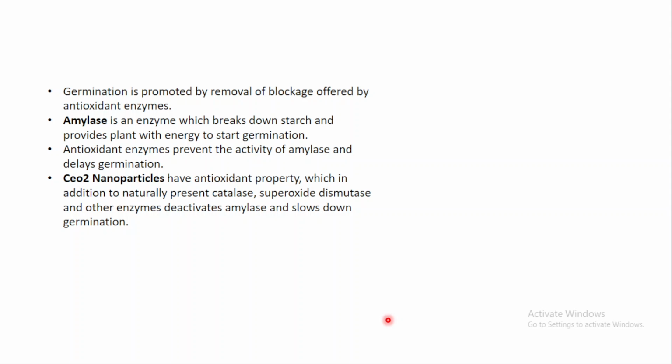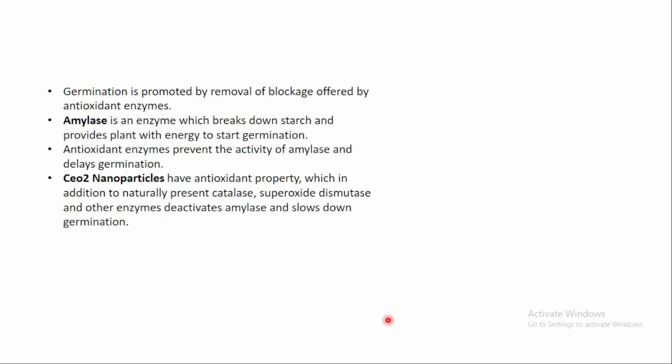Now, cerium oxide nanoparticles have antioxidant property. This is the one that we encountered in question number 6 or 5, I guess, where we used cerium oxide nanoparticles for their antioxidant property, where it can sequester reactive oxygen species, act like catalase and superoxide dismutase. So CeO2 nanoparticles have antioxidant property, which in addition to naturally present catalase, superoxide dismutase, and other enzymes, deactivates amylase and slows down germination. So this is the whole process of CeO2 nanoparticles.